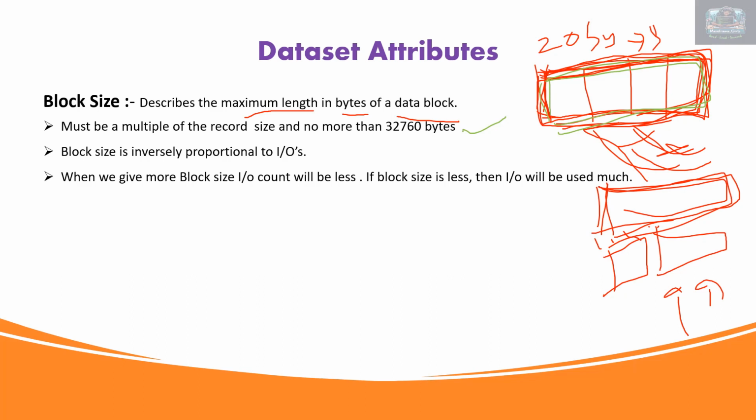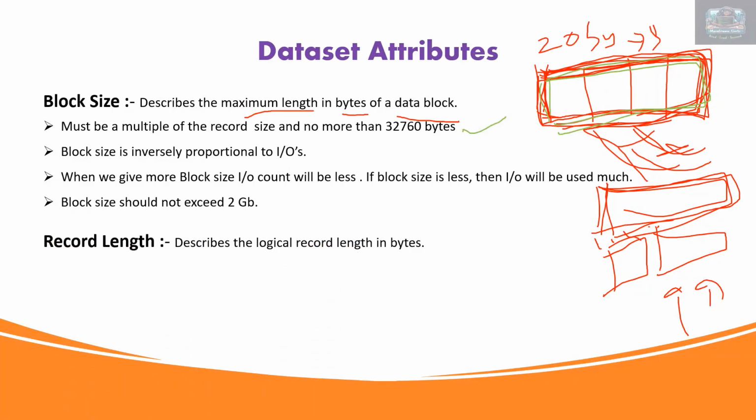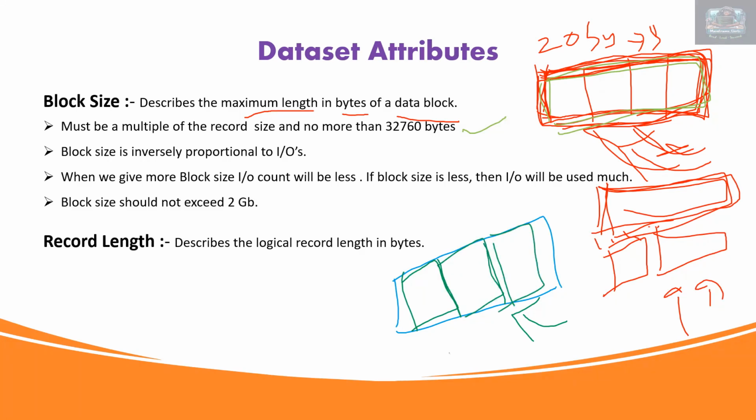The limitation is that block size should not be more than 2 GB. The other one here is record length. It is a part of a block size. As I told you, a data block will have records in it. If data is going into a data block, this is one record, this is one record, like that. The basic unit in a data block is a record.